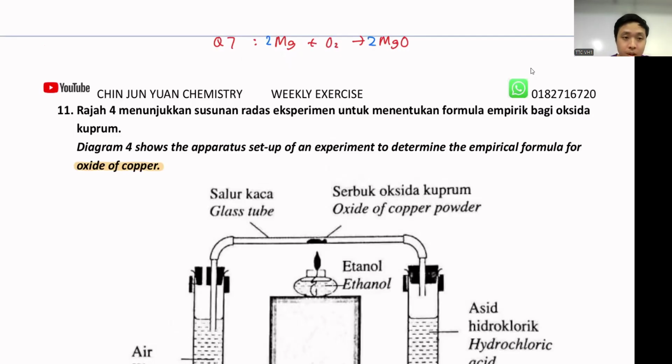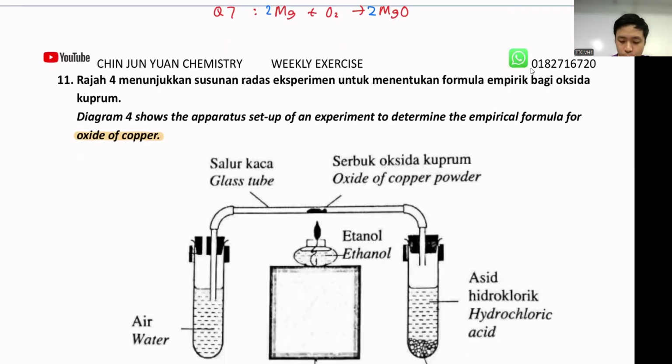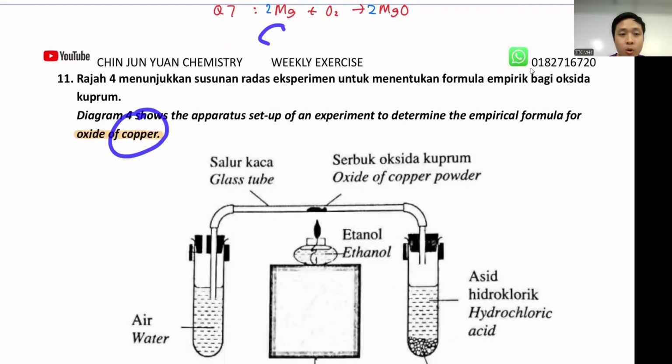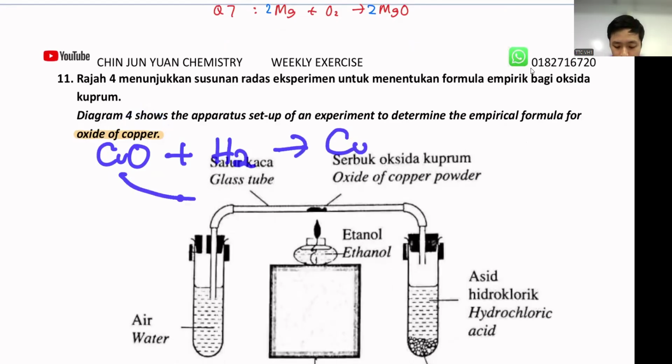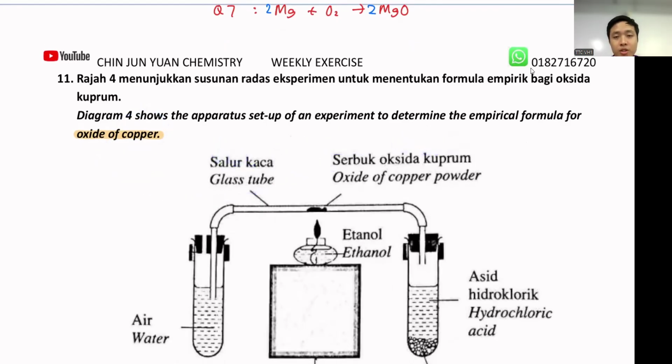But in this question, you don't start with copper. For copper, you start with copper 2 oxide, CuO, burn with hydrogen gas, and they turn back to copper and water. This method is a bit different, but at the end of the day, it's all the same. They just want to determine the empirical formula.